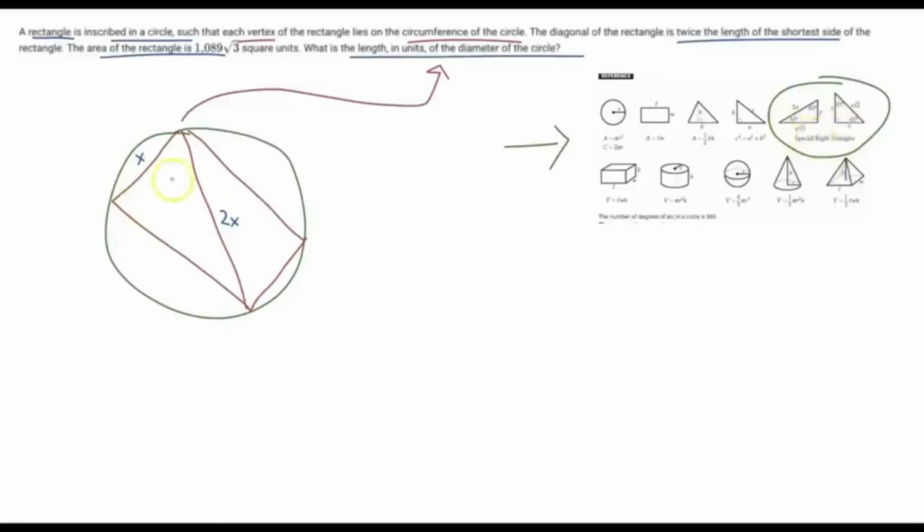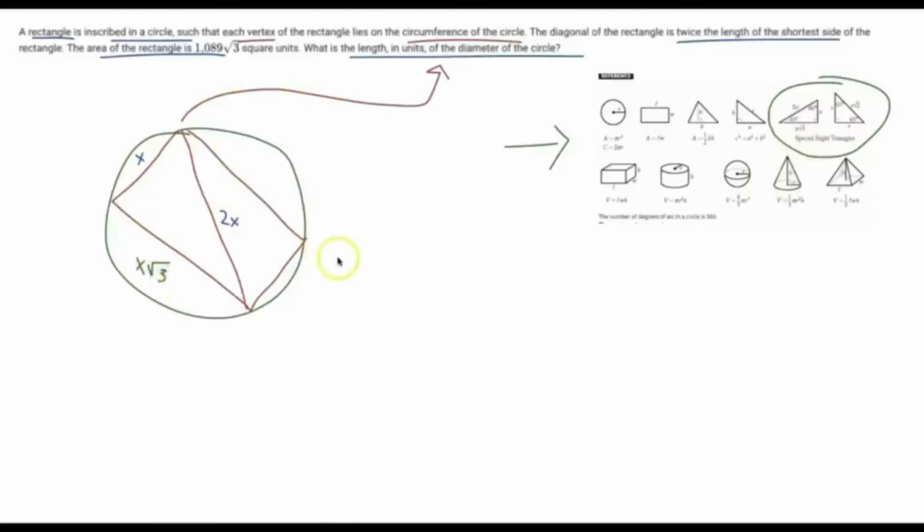That matches up with this triangle over here, right? We have side lengths x for one of the legs, the hypotenuse is 2x, and therefore we can infer that the other side is going to be x times square root 3. So x times square root 3 is going to be our final side for that part of the rectangle.